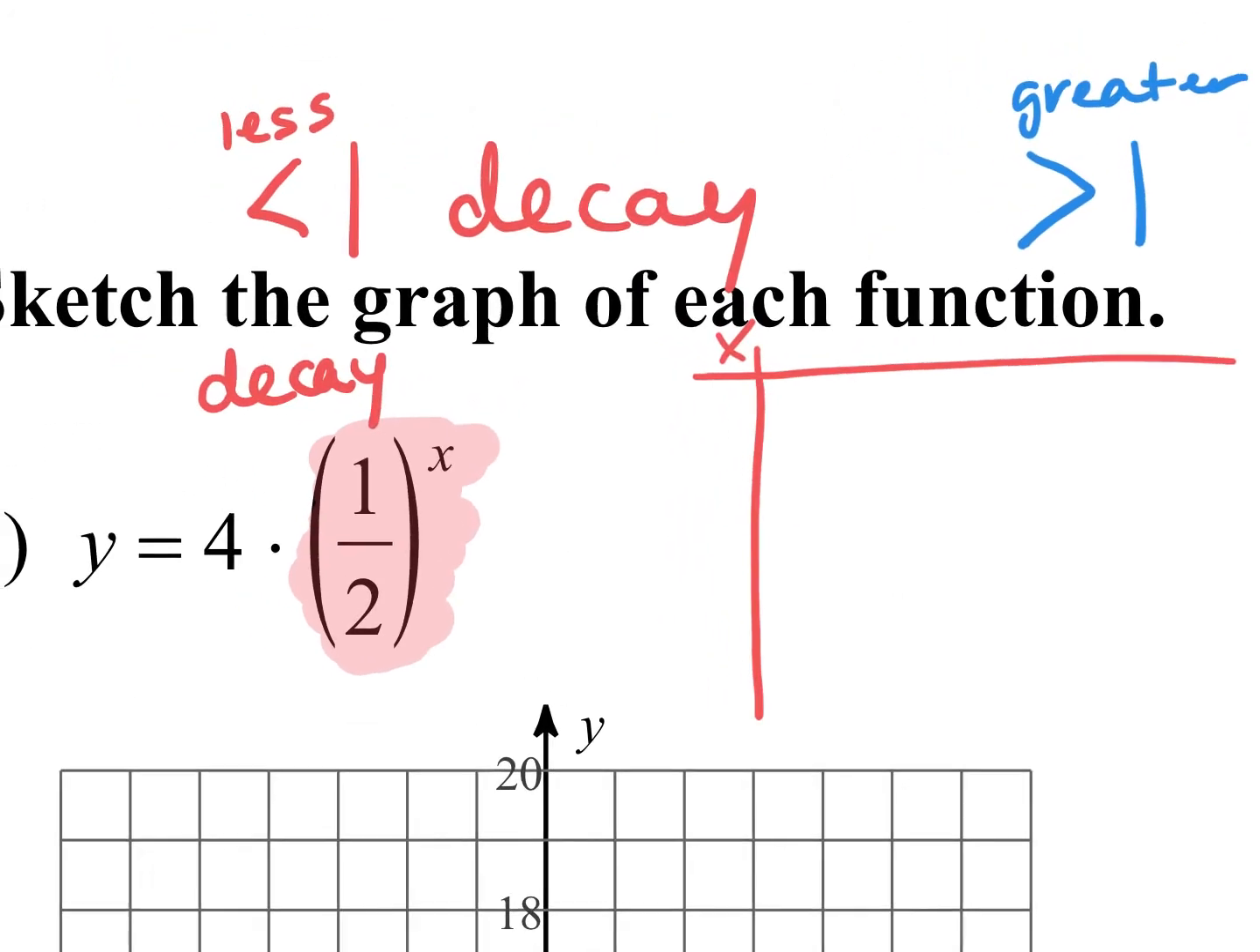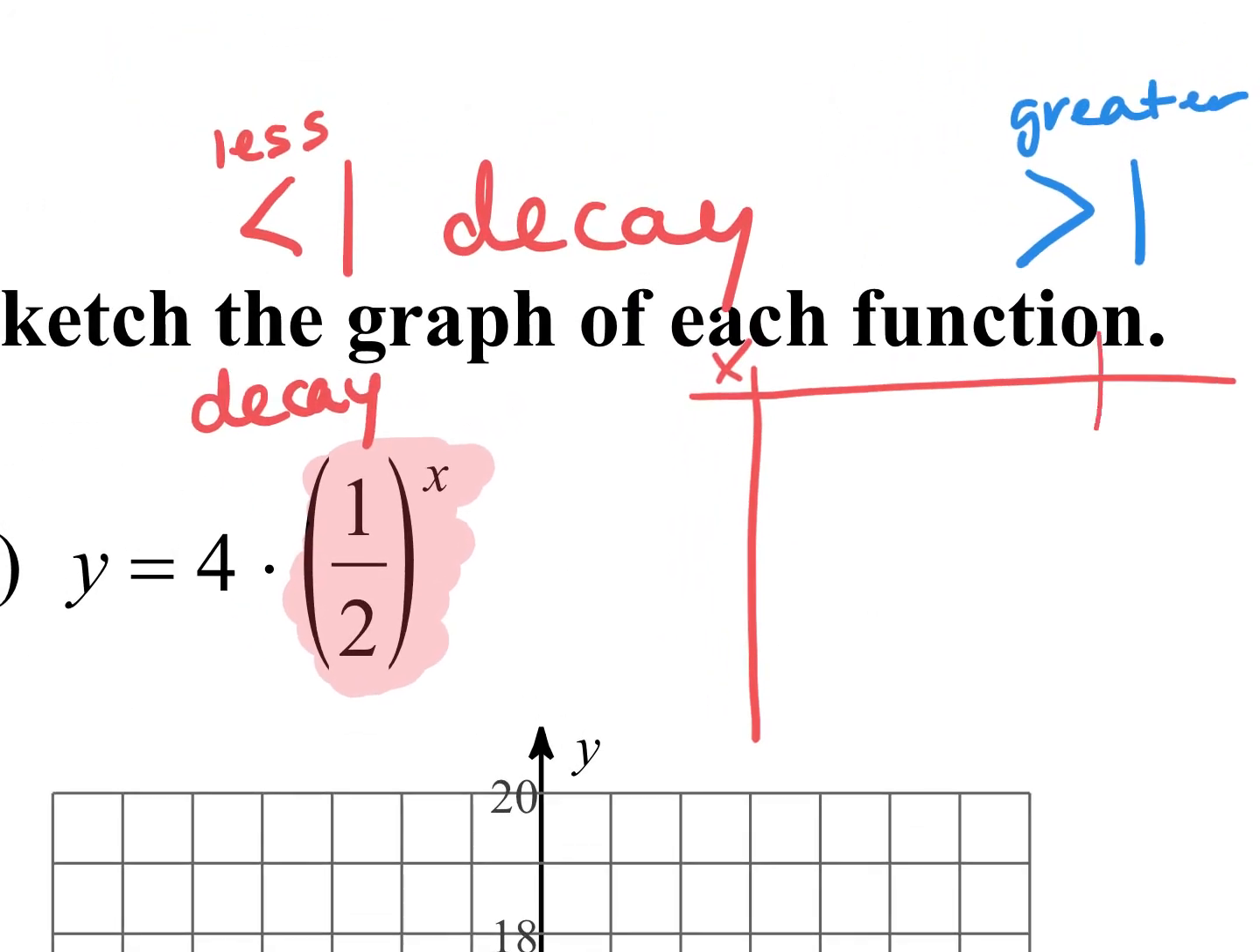But let's graph it, because we'll probably have one on the quiz that you'll have to graph. So we're going to plug in numbers for x, get values for y, and then put it on our graph. So what should we plug in for x? -1. So we have 4 times 1/2 to the power of -1. What does that -1 do to the 1/2?